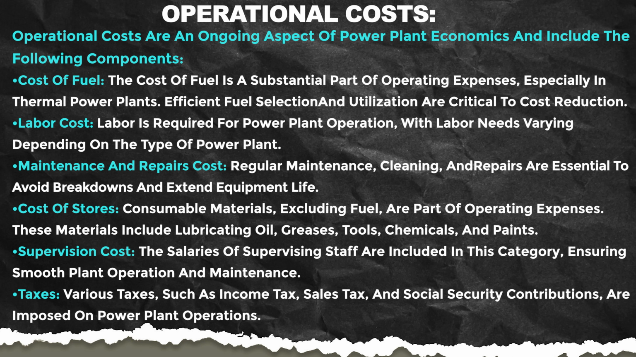Now we will see the cost of storage. Consumable materials excluding fuel are part of operating expenses. These materials include lubrication oil, grease, tools, chemicals and paints. The salary of supervisor staff is included in this category, ensuring smooth plant operation and maintenance.